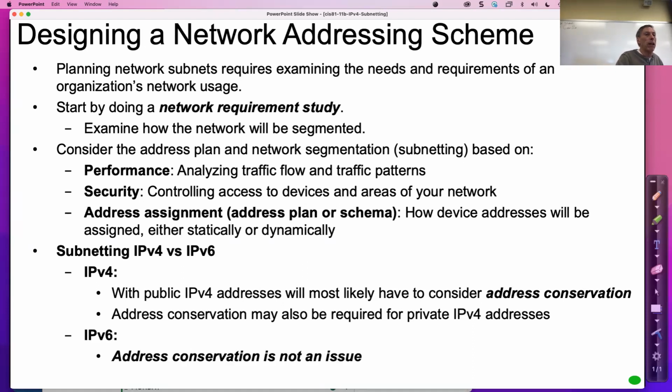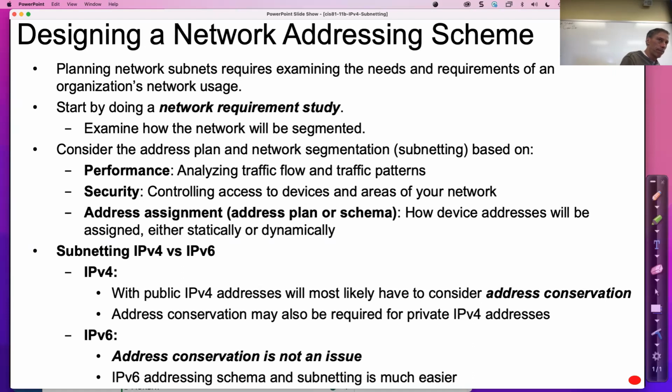With IPv6, address conservation is not an issue. It's much easier. It's all about making your life easier.